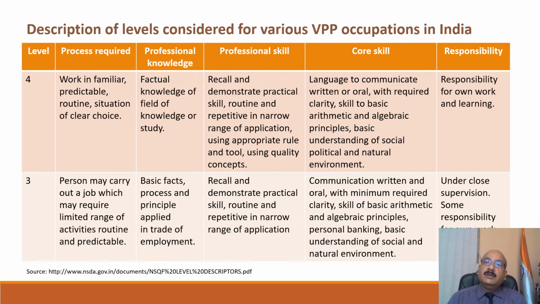They are also expected to have certain core skills like language to communicate, written and oral communication, which should be clear enough, skill in basic arithmetic, algebraic, and basic understanding of social, political, and natural environment. And these people should be able to take responsibility of their work as well as the learning that they are having. Similarly, those people who are trained for a shorter duration are accorded level 3. You can go through this description, and you will find that there is a difference between level 4 and level 3.